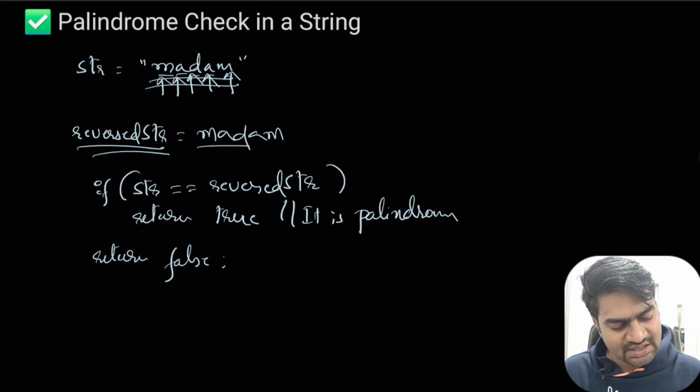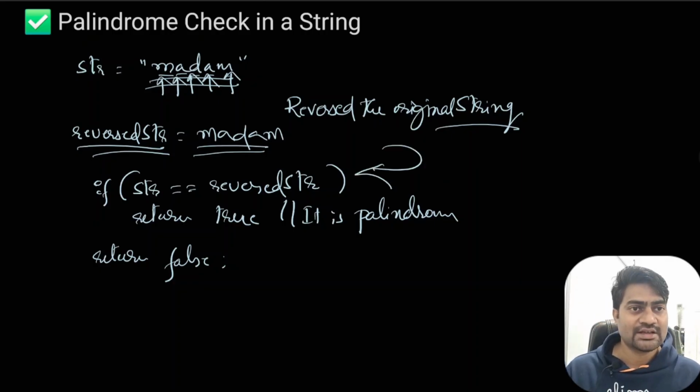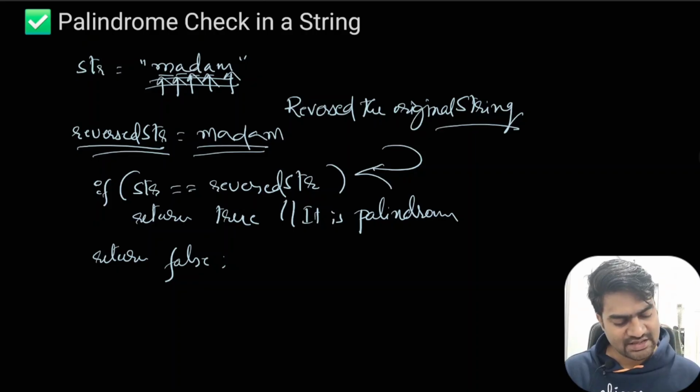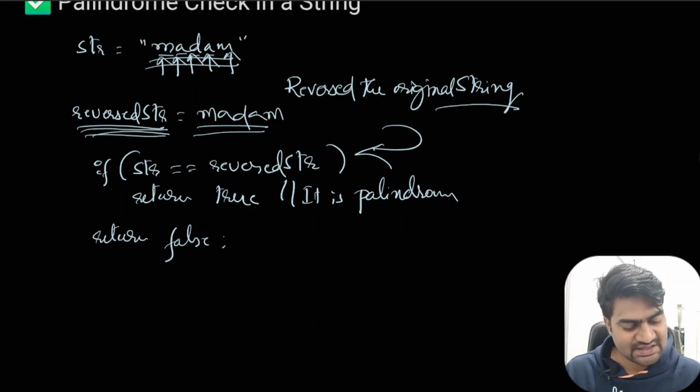So what we did, first step, we reversed the original string, then we compared the reversed string with the original string. So if you see here, what we are doing is taking this extra space, this extra variable, which is of order n. So space complexity is of order n, correct?